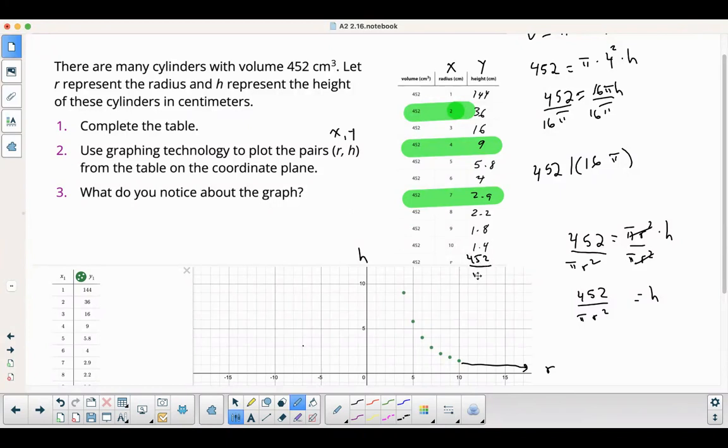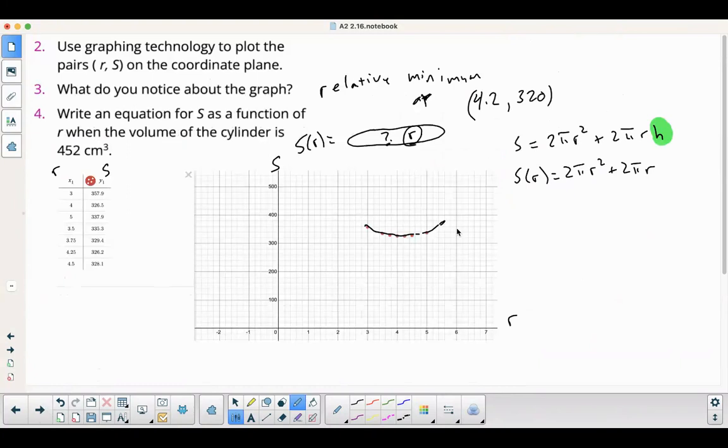452 over pi times radius squared. Okay, so now I'm going to go over here and basically substitute this in for H, because this is equal to H, so I can replace it. H was equal to 452 over pi times radius squared, and I'm going to plug this in for H, so I only have R.